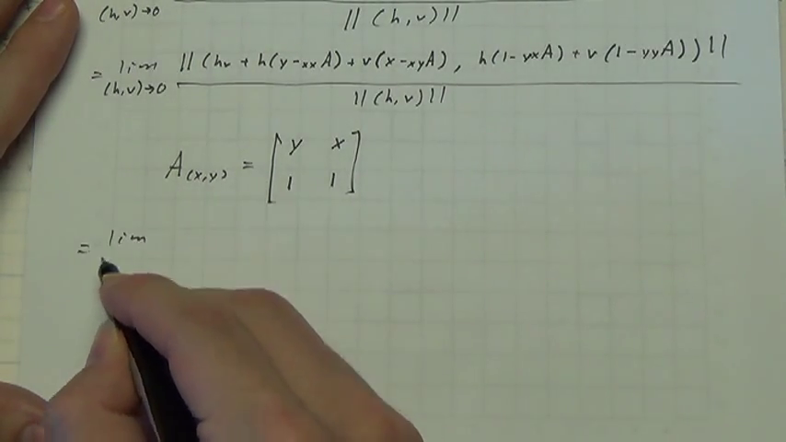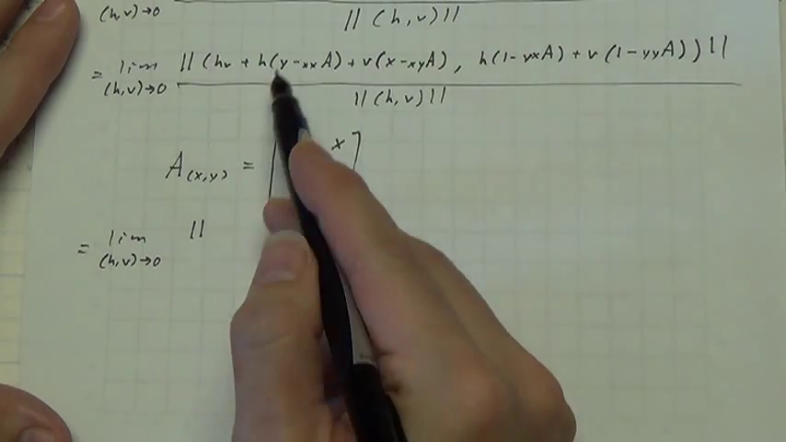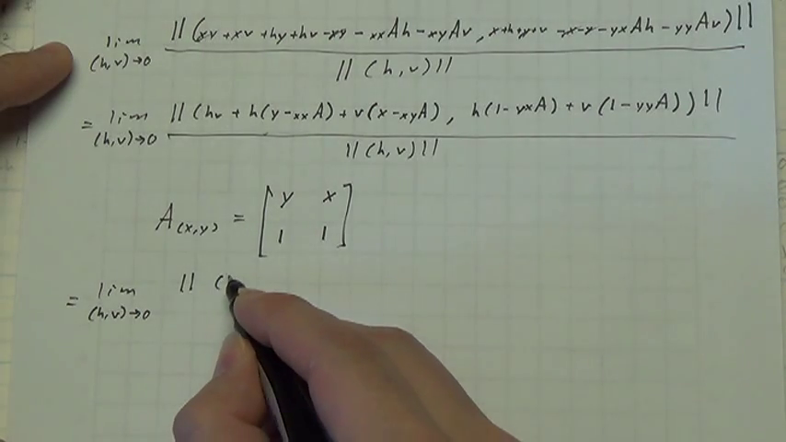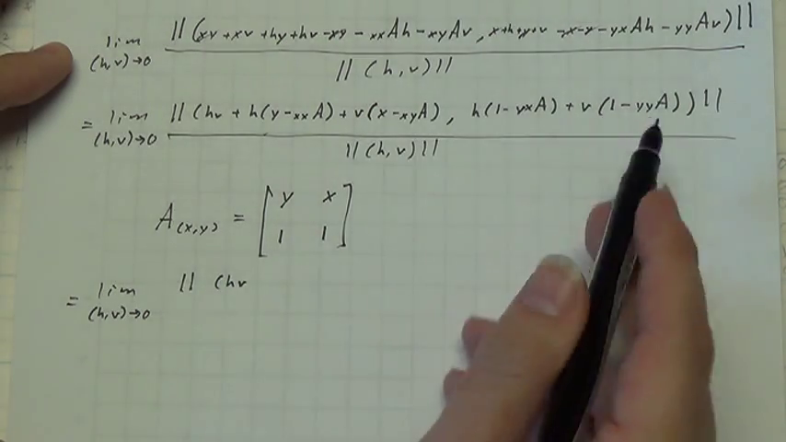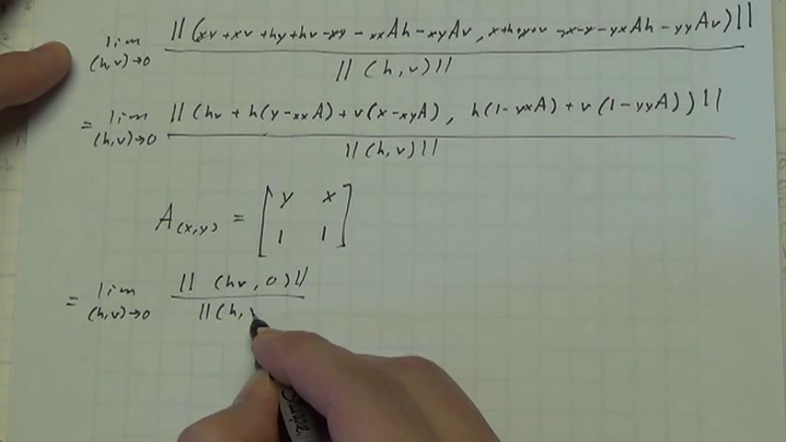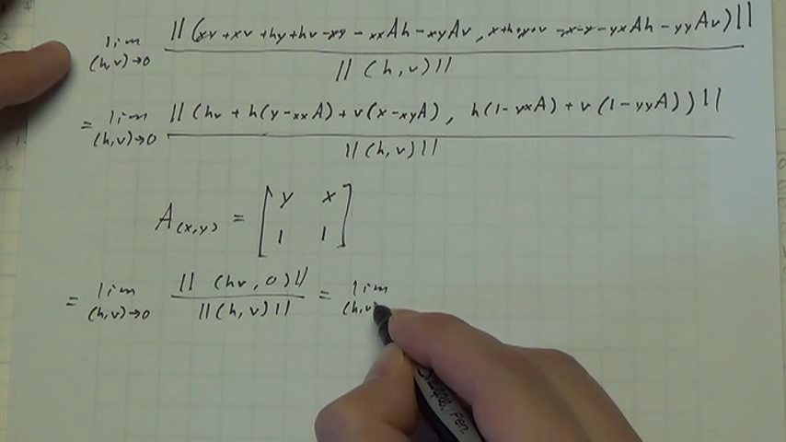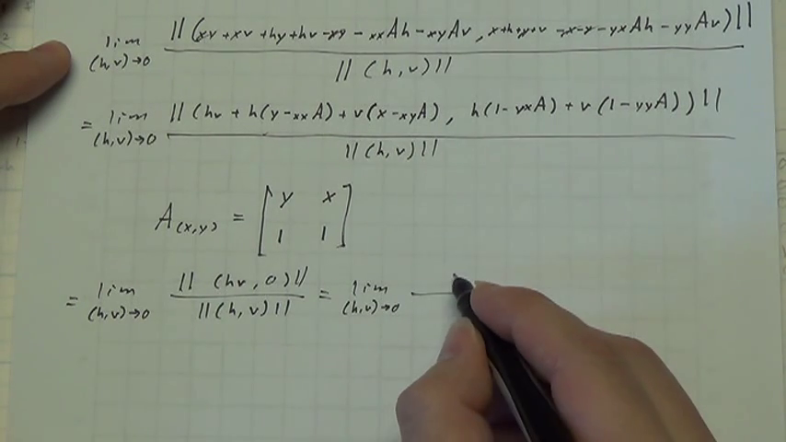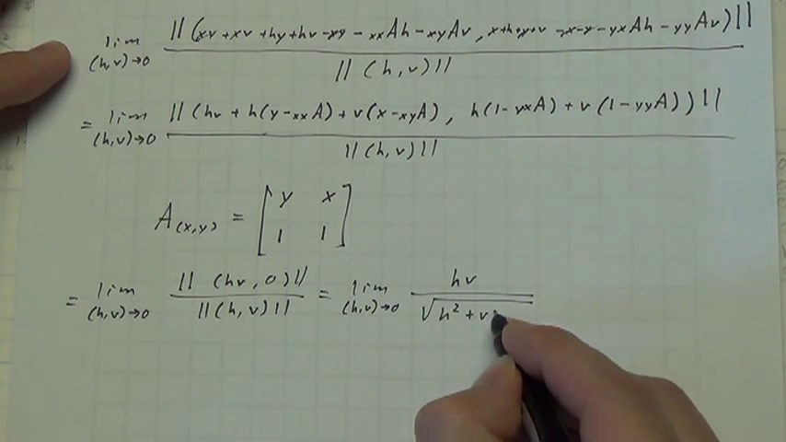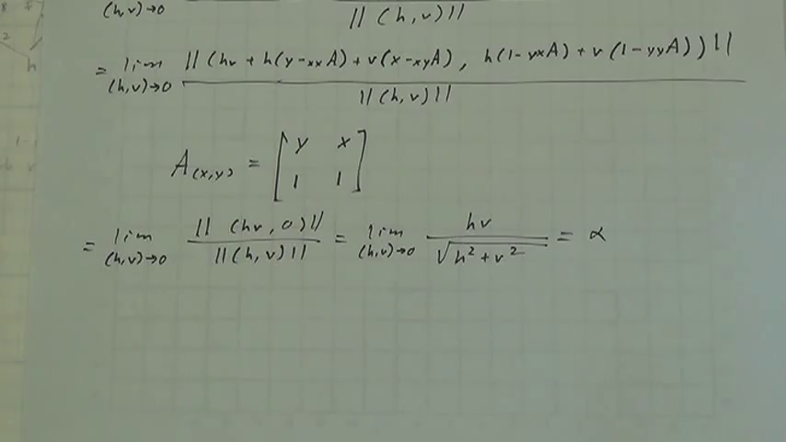So we have the limit, h, v goes to 0, of, here that's 0, that's 0, that's 0, that's 0. We have hv and 0. And here is hv. And we can take this norm. This is simply hv, and this is the square root of h squared plus v squared. Now suppose this is equal to some number, let's call it alpha. We want to show that alpha is 0.